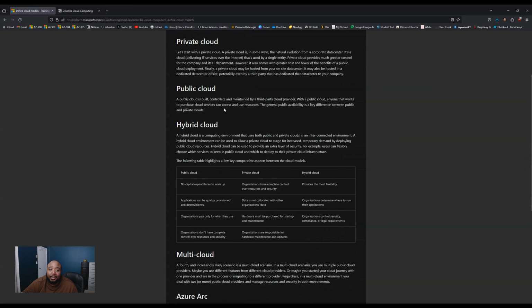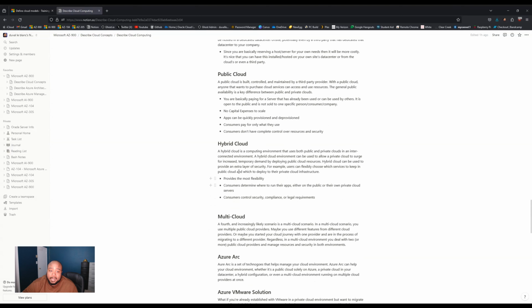Public cloud is built, controlled, and maintained by a third-party cloud provider. With a public cloud, anyone that wants to purchase cloud services can access and use resources. The general public availability is a key difference between public and private, like I explained. And hybrid is basically a combination of the two. It provides the most flexibility.